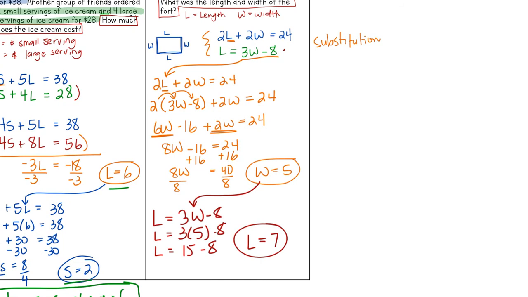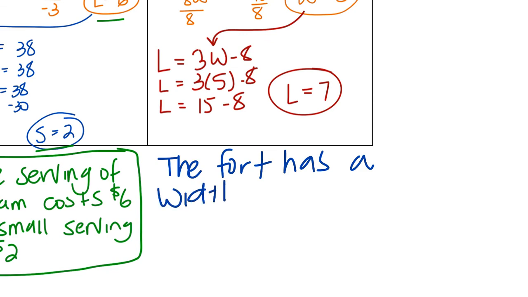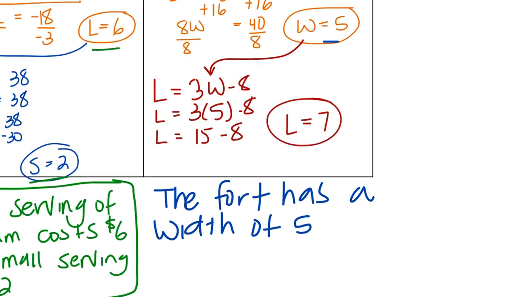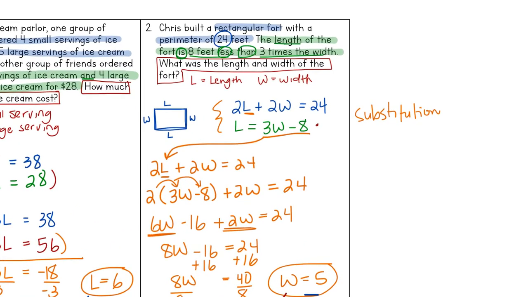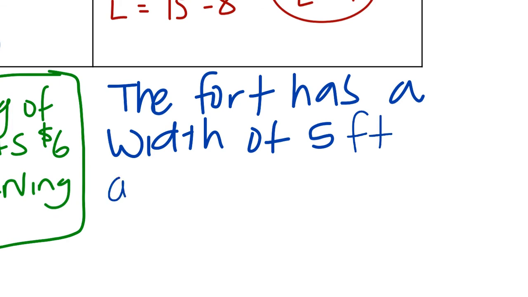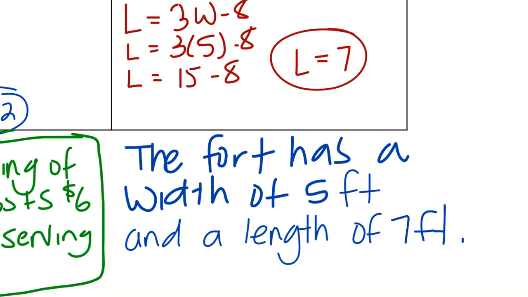Okay, so there's my length and my width, L and W. So we're going to write this as a complete sentence. So the rectangular fort, or I'm just going to put the fort, has a width of, so what was our width? It's where the W is, so 5. 5, they said feet, so it should be feet. And a length of 7 feet. And that's our answer.